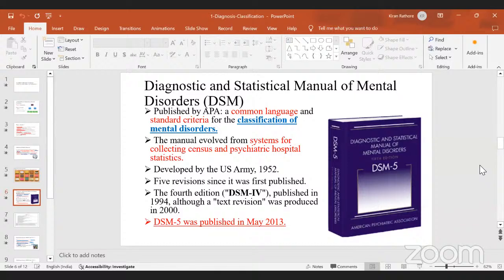This was first developed by the US Army in 1952, and this manual evolved from collecting census and psychiatric hospital statistics data. By collecting that data, they developed this classificatory system. There have been 5 revisions since it was first published, and the fourth edition, DSM-4, was published in 1994. Then its text revision was produced in 2000, and DSM-5 was published in May 2013.